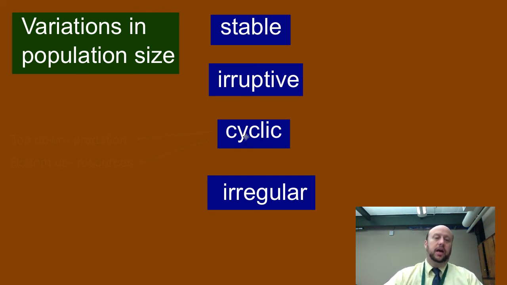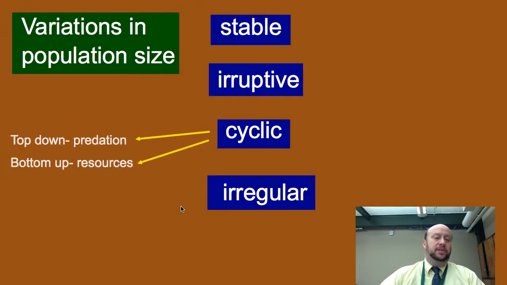We have cyclic variations, which means just what it sounds like, that it's going to oscillate. Maybe your S curve is going to continue, so it's going to go up for a while, go down for a while, and then go back up, and it's going to keep going in that sinusoidal pattern of the S curve.